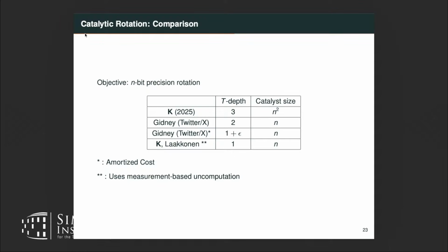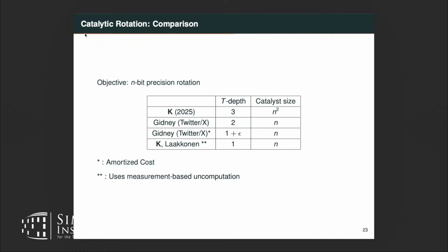So once you use that trick, you get a t-depth which is, there are some asterisks here, but it's essentially 1, basically. So you can do arbitrary rotation using a catalyst of size n. You will need more qubits for some ancillary qubits for the fan-out operation, but the catalyst size is literally exactly n for n-bit precision rotation.